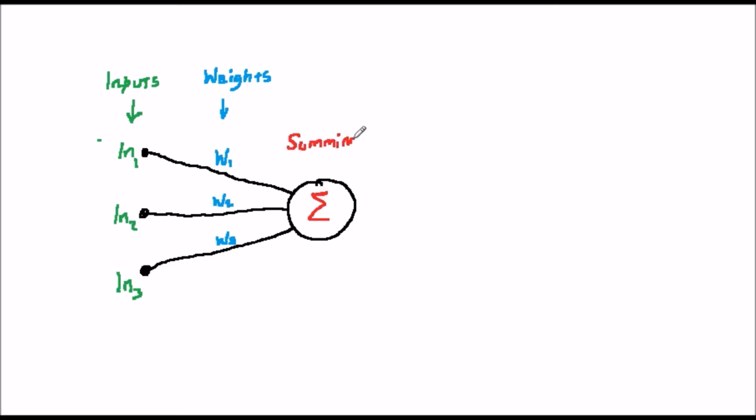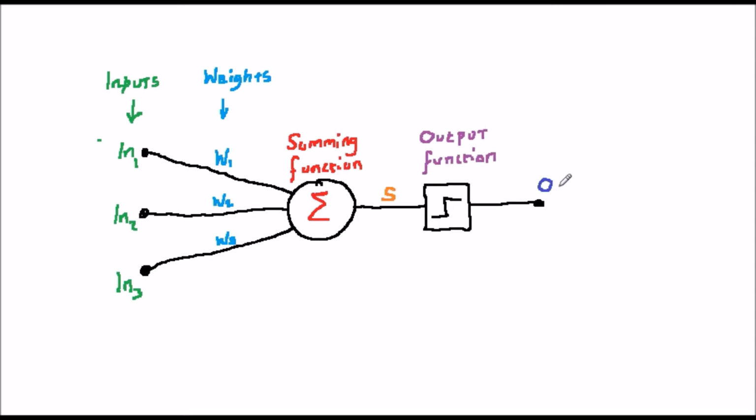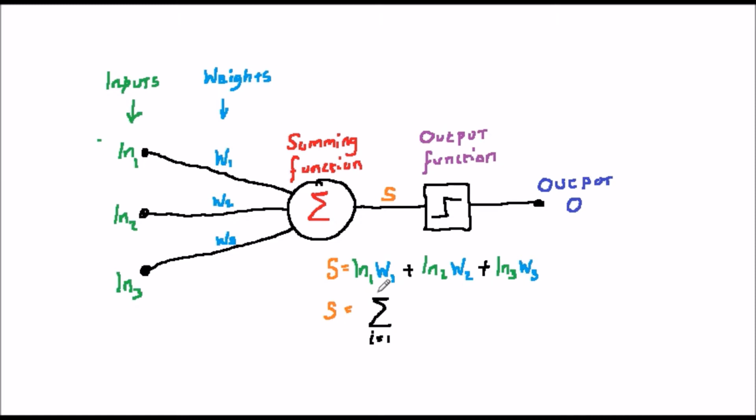Thirdly, we have the summing function. The summing function takes all the weighted inputs and adds them together. For example, in the neuron shown in the diagram, S, the summing function, is equal to input 1 times weight 1 plus input 2 times weight 2 plus input 3 times weight 3, which we could conveniently write in shorthand as S is equal to the sum from 1 to n of I_i W_i, where n is the number of inputs and i is an index. If we consider the inputs as a vector I and the weights as a vector W, we can also write this down as S equals vector I times vector W.